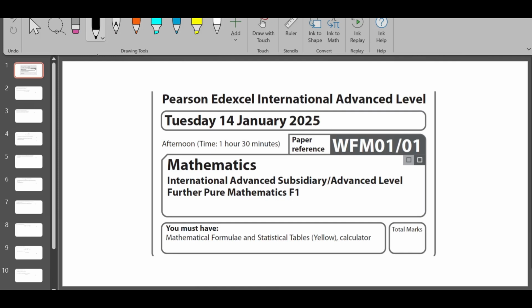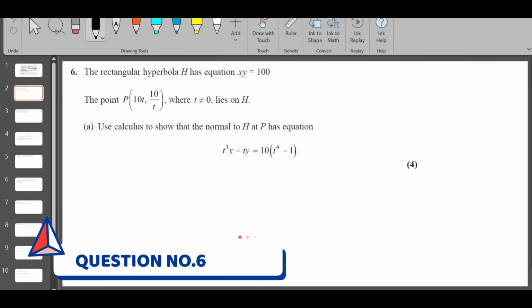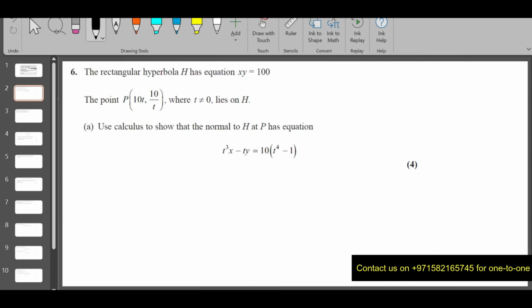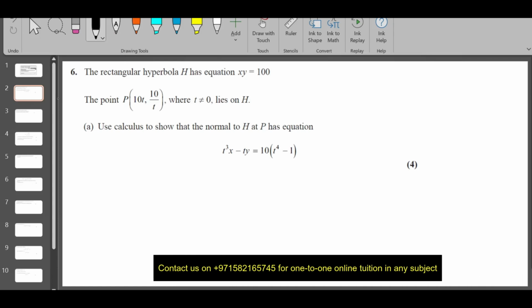In the previous video, we have covered question number 1 to 5. Let's look at question number 6. The rectangular hyperbola H has equation this. The point P of 10t, 10 over t, where t is not equal to 0, lies on H.